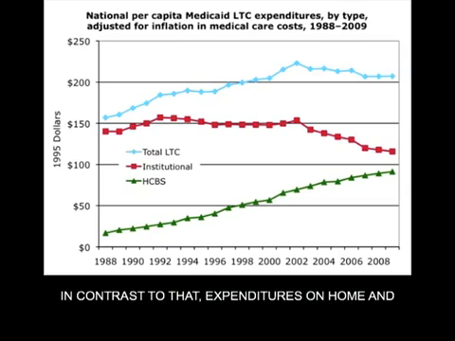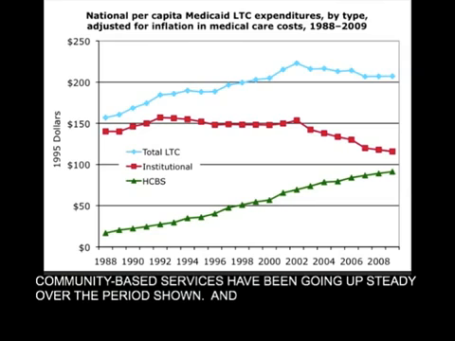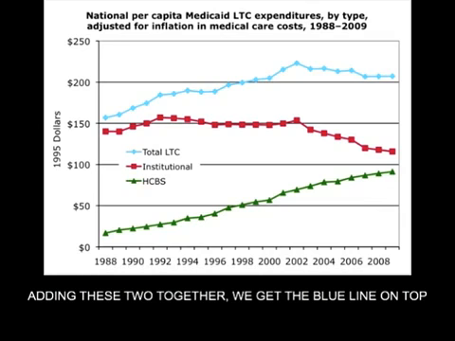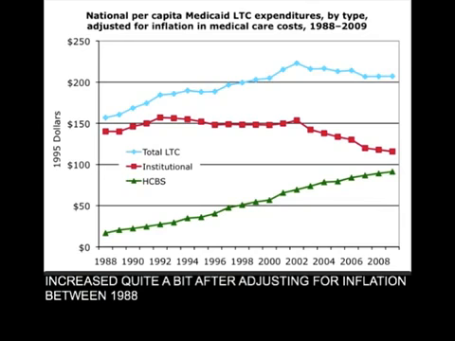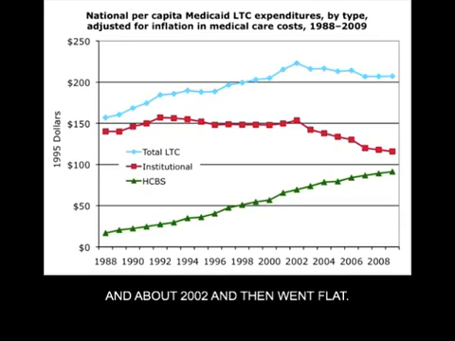In contrast to that, expenditures on home and community-based services have been going up pretty steadily and very dramatically over the period shown. And adding these two together, we get the blue line on top, which shows that total long-term care expenditures increased quite a bit after adjusting for inflation between 1988 and about 2002, and then went flat.